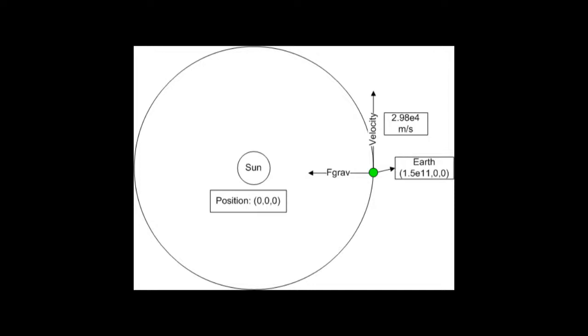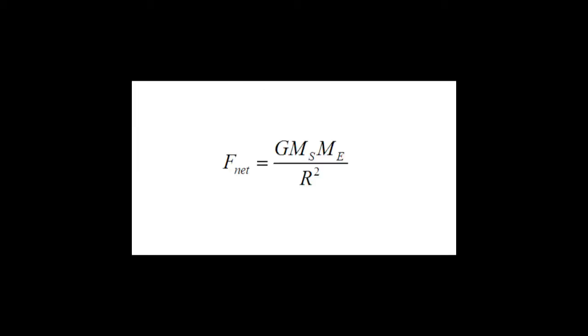The diagram shows the relative position of the Sun and the Earth at the start of the simulation. The Sun's position is at the center of the coordinate system. The Earth's initial position is at an x-coordinate of 1.5 times 10 to the power 11, while the y and z coordinates are 0. The centripetal force is provided by the force of gravity exerted on the Earth by the Sun. This force can be calculated using Newton's law of gravitation, which can be expressed as F is equal to G Ms Me divided by r squared.